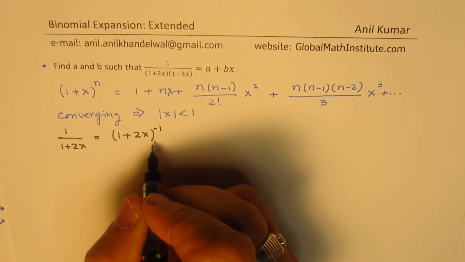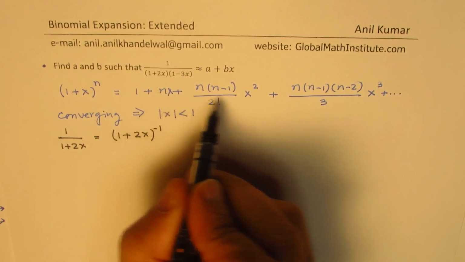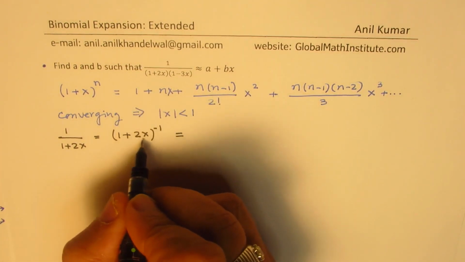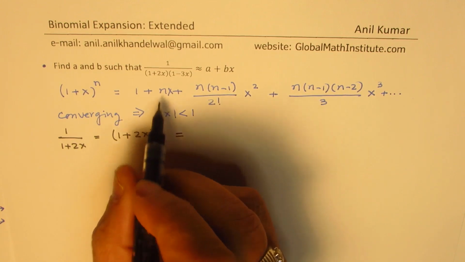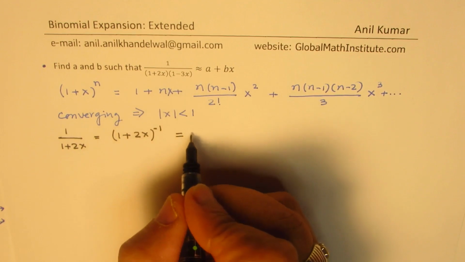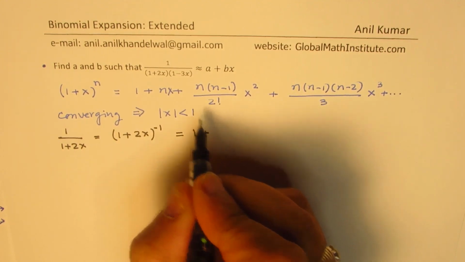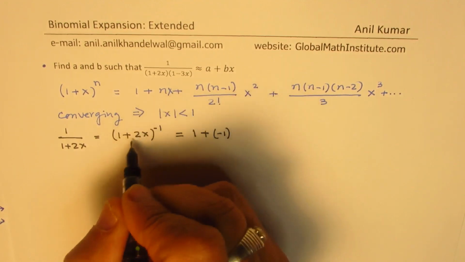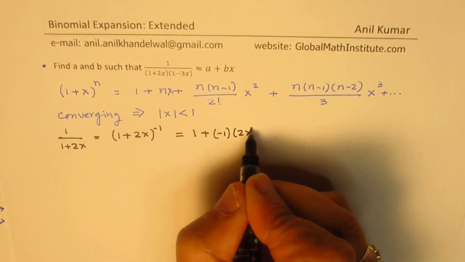Now this can be expanded using the formula given here, and so what we get here is (1 plus 2x) to the power of minus 1. n is minus 1, right? So instead of x we'll write 2x. What we get here is 1 plus n, which is minus 1, and the value of x in this case will be 2x, right?